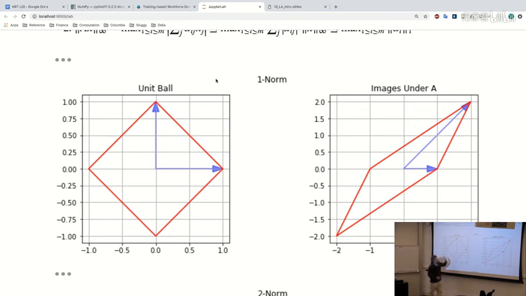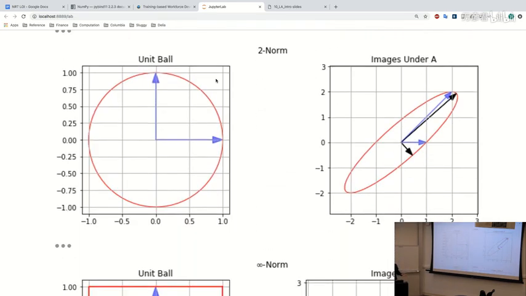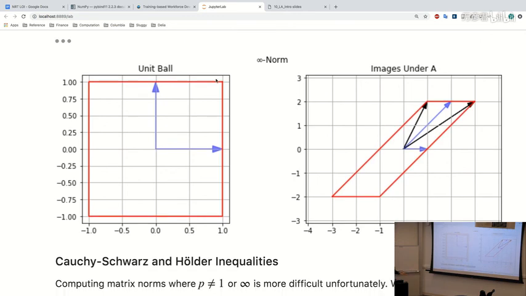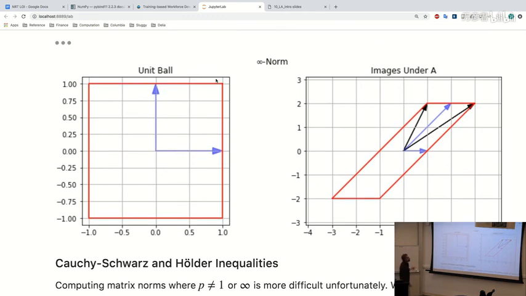When I take A times x, it maps that box to that thing. And then we go around and we ask, what is the longest vector in the 1 norm? And that's the 1 norm of A. Okay. And likewise, you can do this in any of these norms. That's the 2 norm. The infinity norm looks like this. The infinity norm of a vector is you just go down and find the largest, the maximum absolute value.